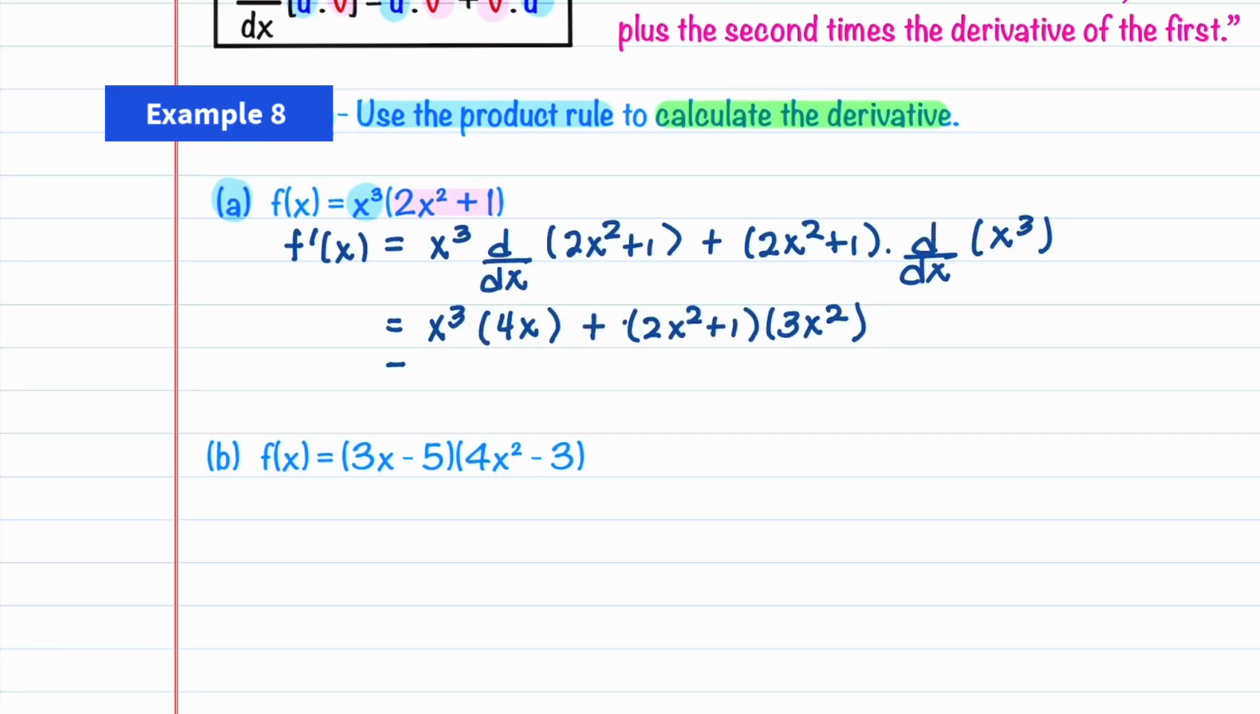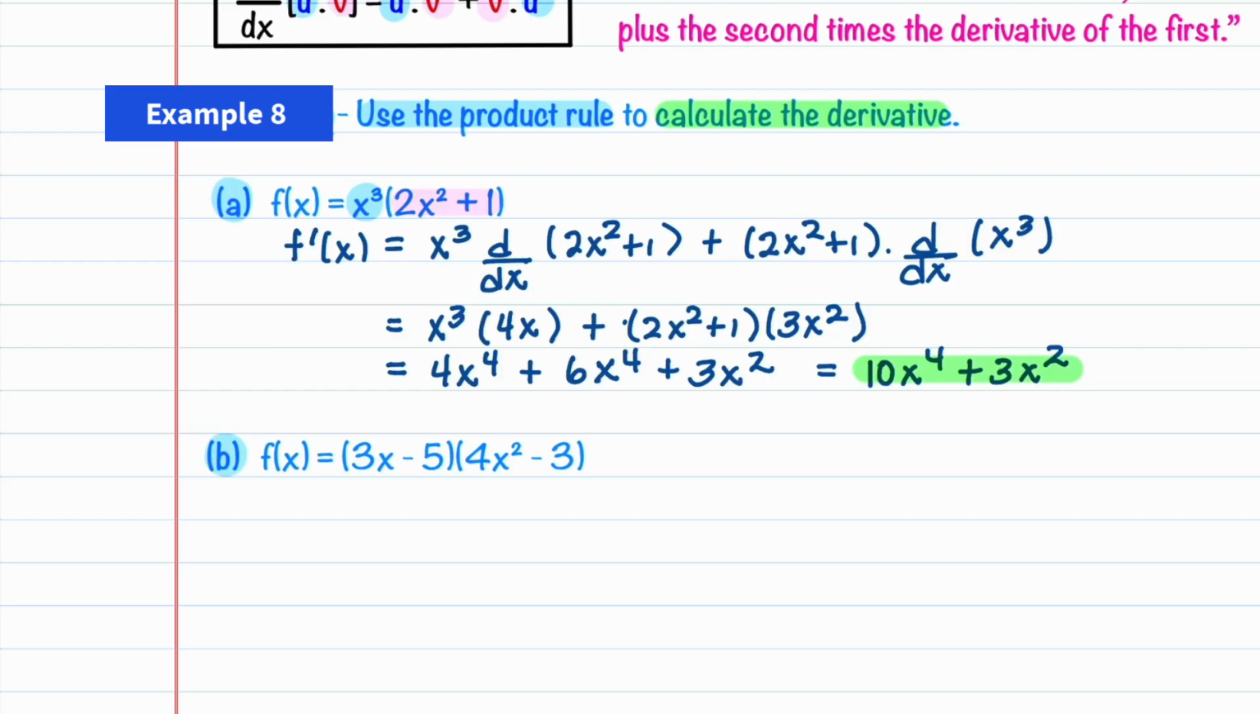Now what we need to do is multiply everything out. This first product is 4x to the fourth. And then our next term gives us a 2 times 3, which is 6. And then x squared times x squared is x to the fourth. And then we just have a 3x squared left. We can combine our x to the fourth terms, and we end up with 10x to the fourth plus 3x squared. And that's our derivative.